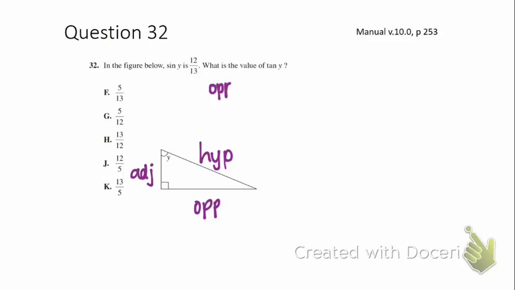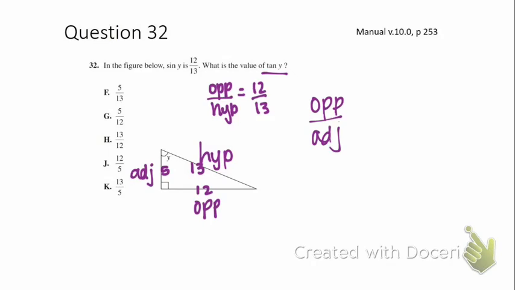Sine is opposite over hypotenuse, which is the 12 over 13. So opposite is going to be 12. Hypotenuse is going to be 13. So here's 13. Again, if I look at my answers, I know that my missing side here has to be 5 because that's the only other number. So then the question is, what's the tangent of y? Tangent is opposite over adjacent. Okay, opposite is 12, and then adjacent is 5. So my answer is J.